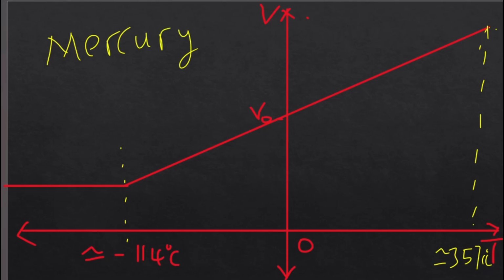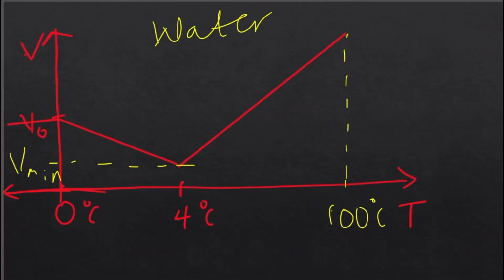Mercury starts growing linearly from some temperature, like after it has melted to liquid. It starts expanding linearly with respect to temperature changes. But here, let's see what water does.